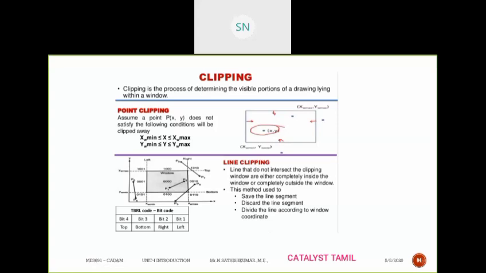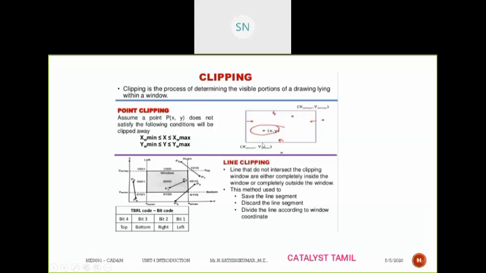Okay, so point clipping is nothing but this: assume a point P of x comma y that does not satisfy the following conditions will be clipped away. For example, consider a point which is available within this window. Here this is x minimum, this is y minimum, like I said in my AutoCAD demo. Initially you have to set the limit of the window screen. This is 0 comma 0 and this is the maximum limit, which you can set as you like. This is x max and y max.